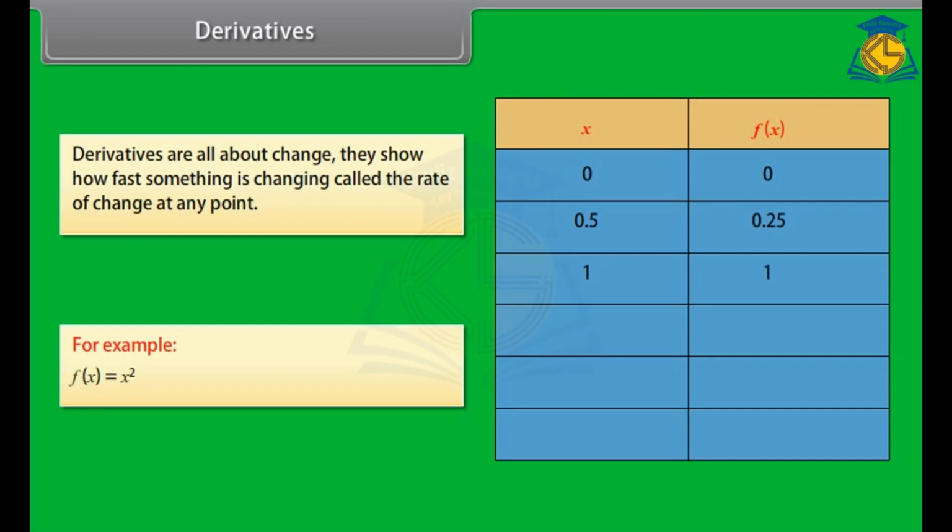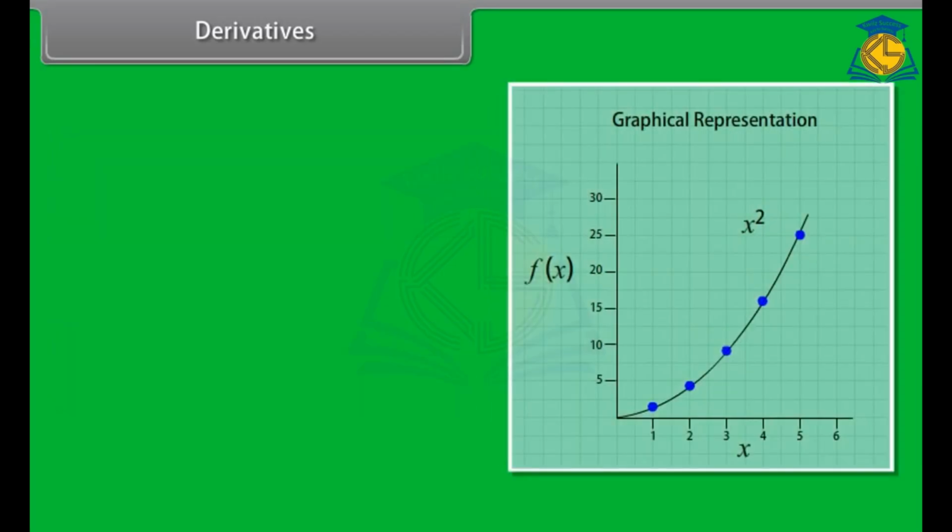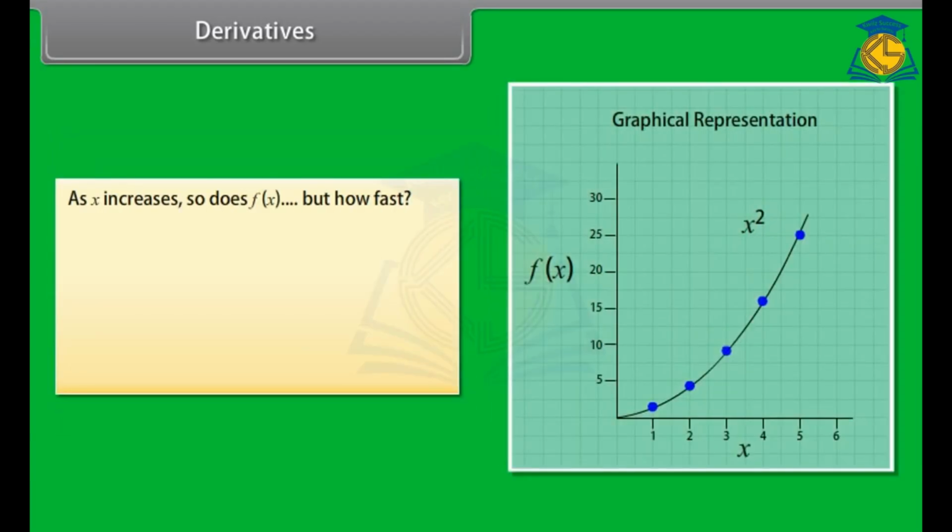For x is equal to 1.5, the value of f(x) is 2.25. For x is equal to 2, the value of f(x) is 4. For x is equal to 2.5, the value of f(x) is 6.25. The graphical representation: as x increases, so does f(x). But how fast? Can we find the slope or rate of change at any point?